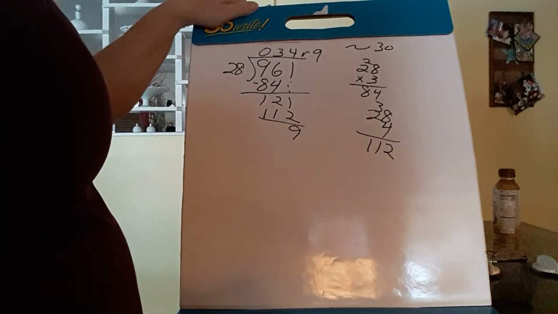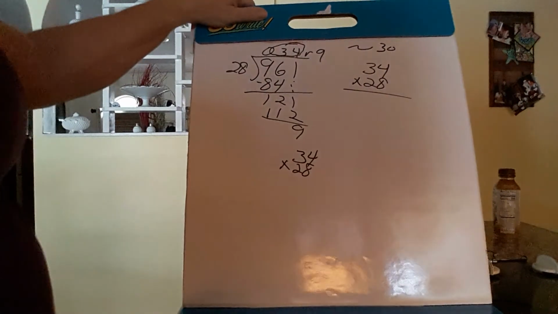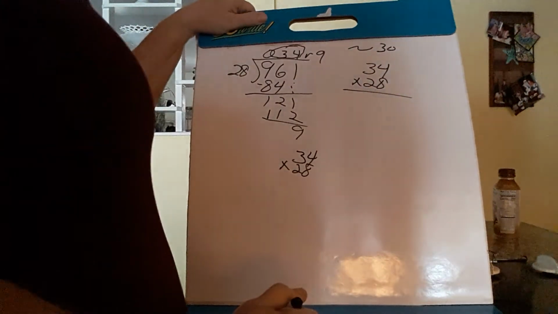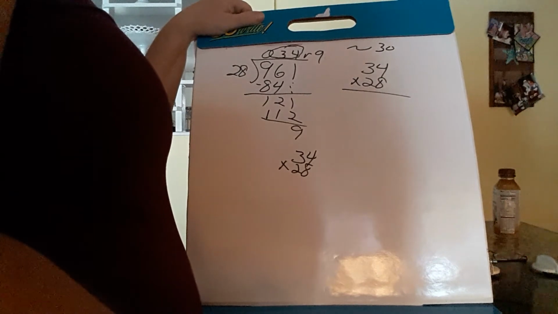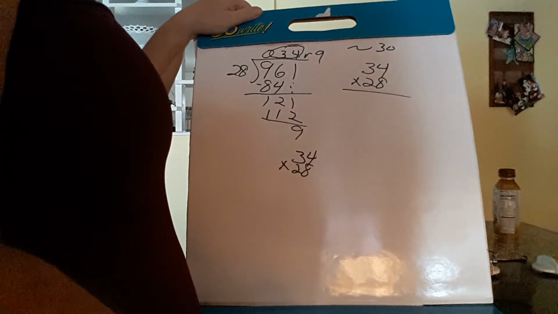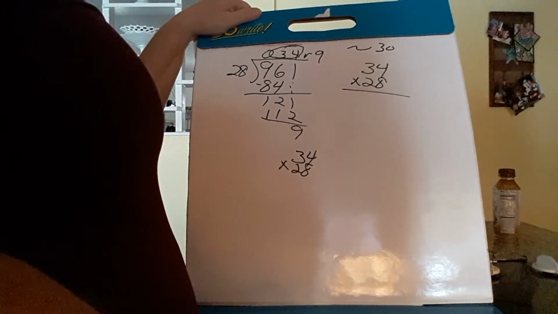34, remainder 9. Let's check it. Let's make sure it's correct. So take your dividend, your quotient, 34 times 28. You go on and multiply that on your scrap piece of paper. I'll put it up here. 34 times 28. And you want to keep your estimate up there so you know you're in the ballpark. Okay, you go on and multiply, and let's see if we come up with the same number. I'll give you a moment to do that.